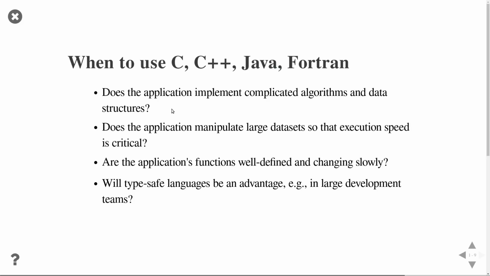Another case is if you really know already how your application design should look. So if it's slow changing and you expect essentially to do the work only once, then you can also just stick to a compiled language. And in some cases, it can be beneficial to have some properties of compiled languages, like type safety. Right? So if you're in a large development team, it can be beneficial to make sure that the developers have to specify exactly which types they're working with.